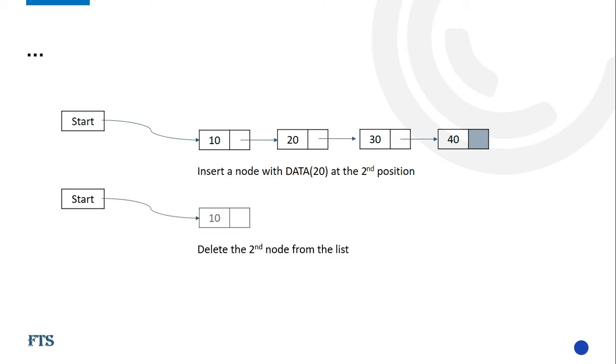What if you delete the second node? 10 is pointing now to 20. If you remove this one, then 10 should point to 30. 10 is pointing to 30, 30 to 40.